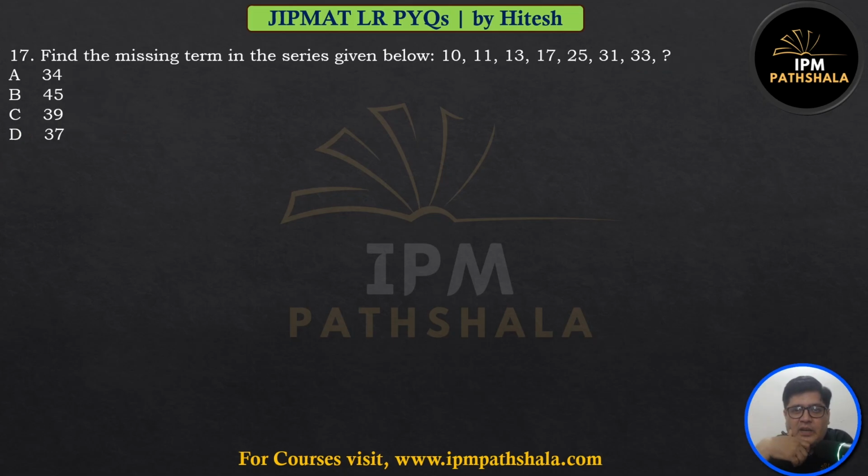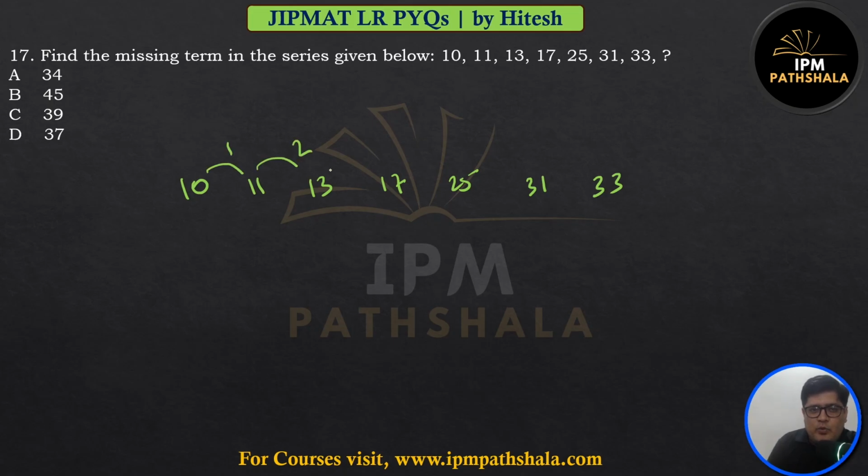Find the missing term in the series. 10, 11, 13, 17, 25, 31, 33. There is +1 here, there is +2 here, there is +4 here, there is +8 here. Now there is +6. What is happening here? If this is 1, 2, 4, I was expecting 16 to be there, and there is 2.